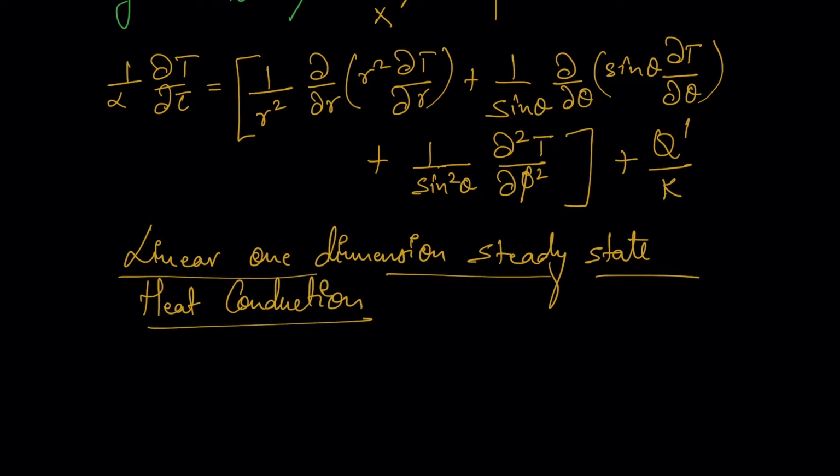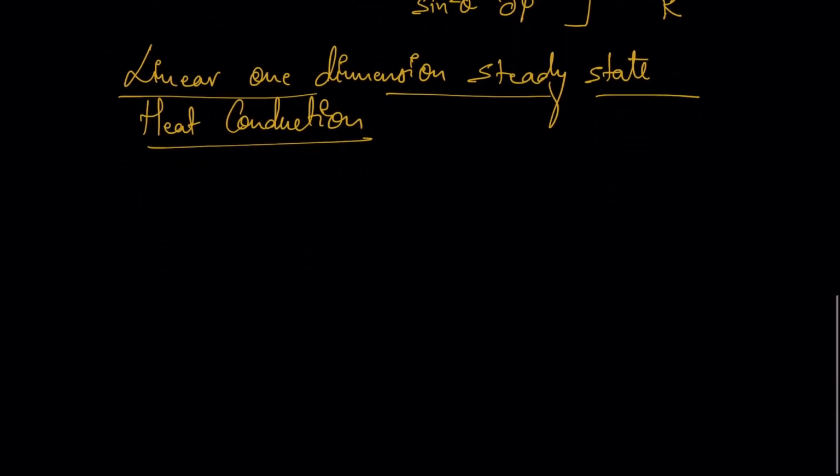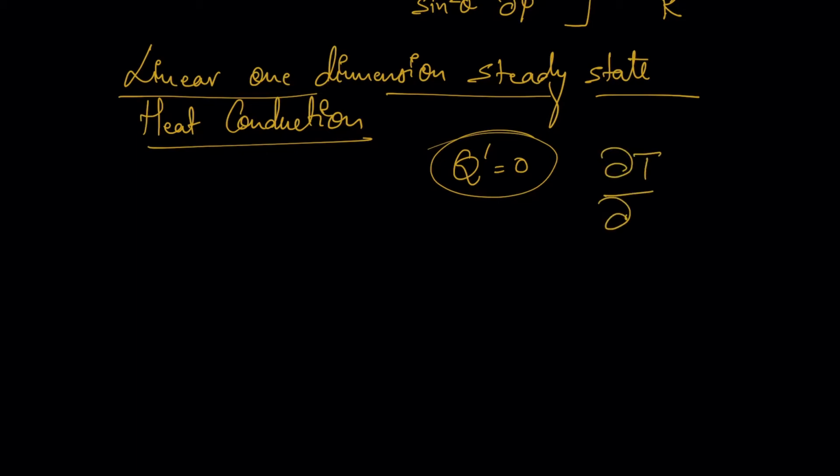Okay, so in this we are going to discuss the steady state heat conduction without heat generation. So we are not going to take any heat generation inside the system. That means we are going to take q dot equals 0. Just a steady state, and steady state means del T by del tau is also 0.